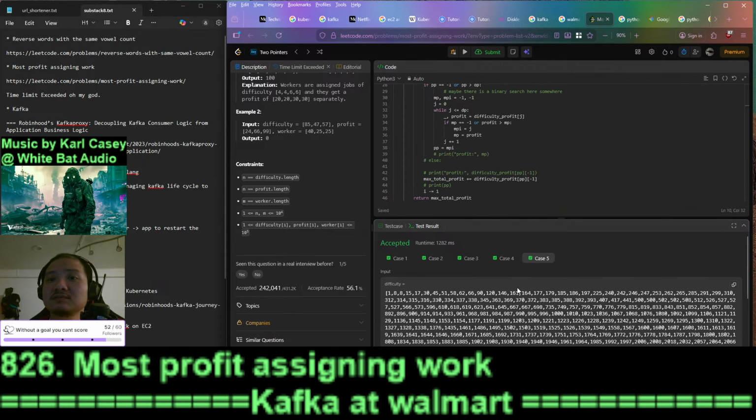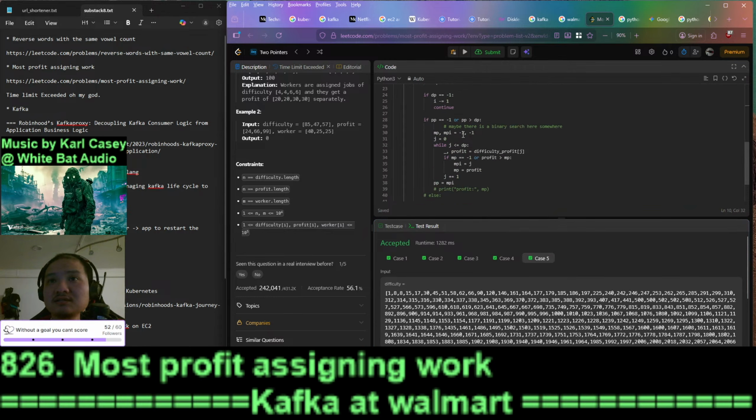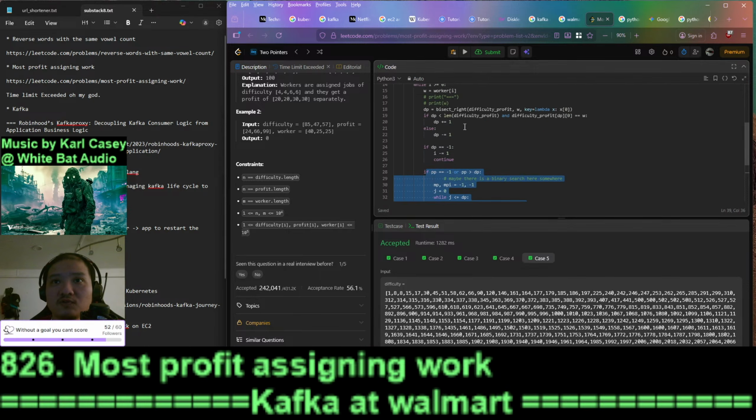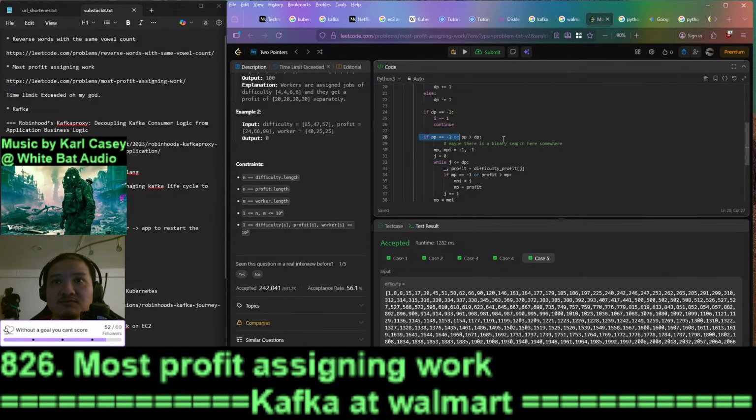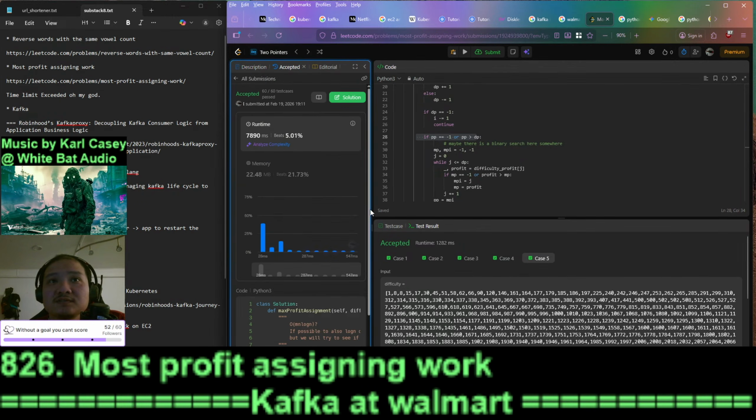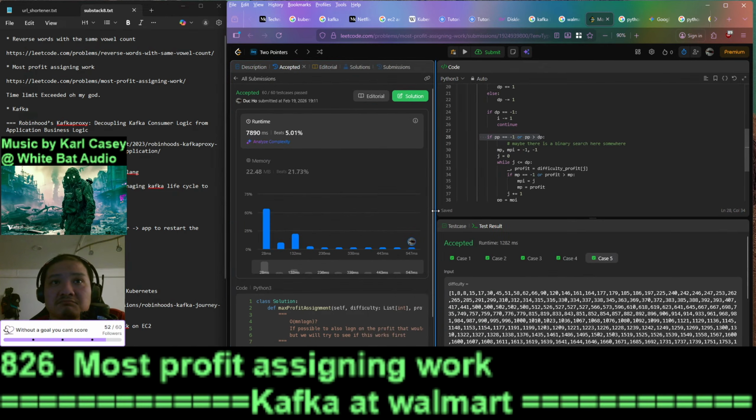This one doesn't exceed it because here's the thing, we don't want to look for this, update the max profit all the time. We just want to do this mid. Let's see. Oh, this looks good. Okay, it passed. Not bad. Okay, so this is solution 1.